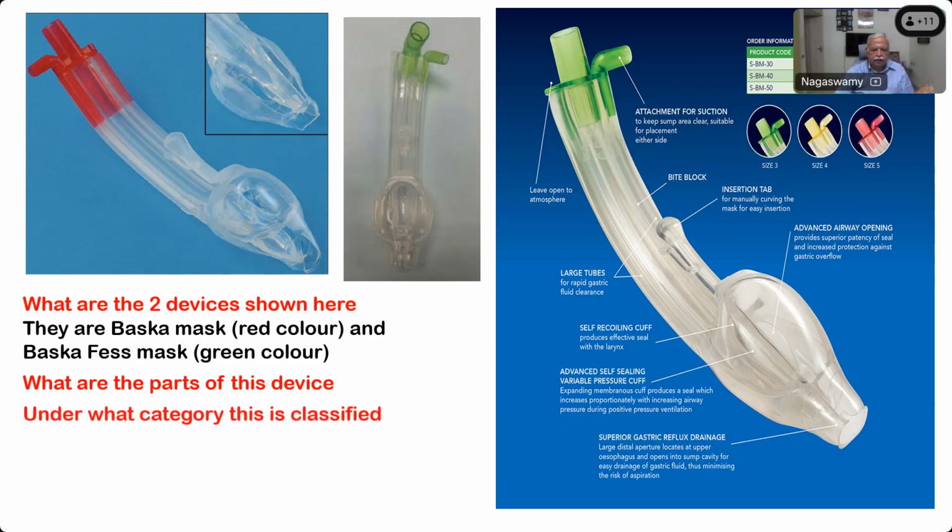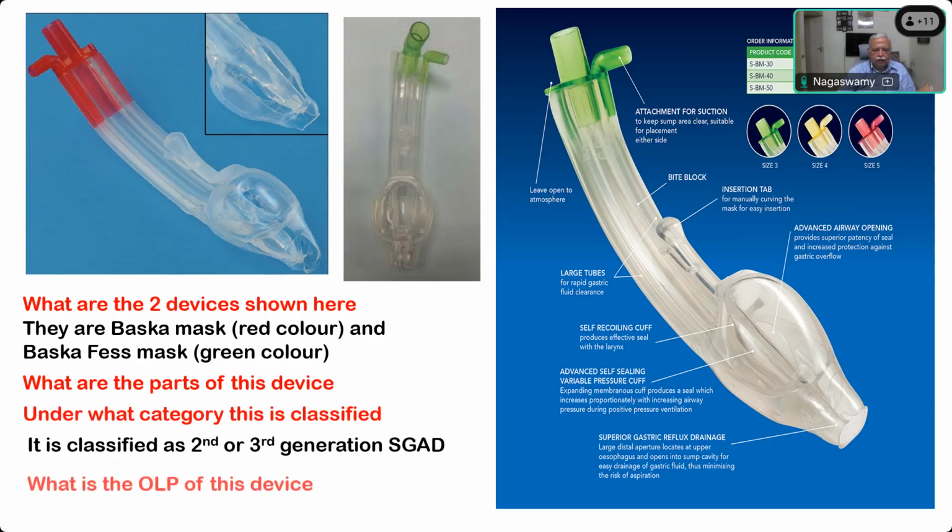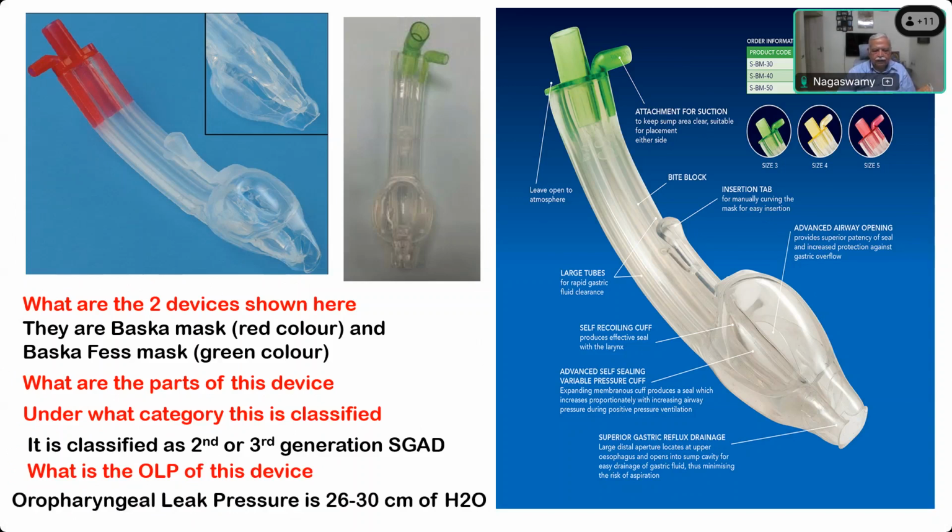Under what category does this airway come? Category of LMA. Which category? First generation, second, third generation? Second or third generation supraglottic airway device. What is the OLP of this device? What is OLP? Oropharyngeal leak pressure is 26 to 30 centimeters of water. Okay, that is the OLP or oropharyngeal leak pressure.